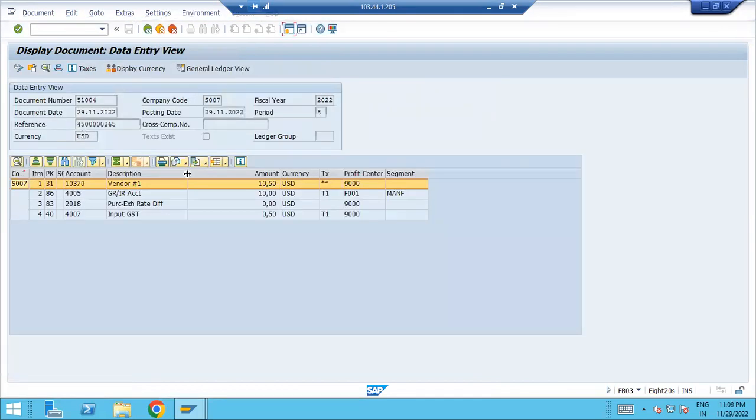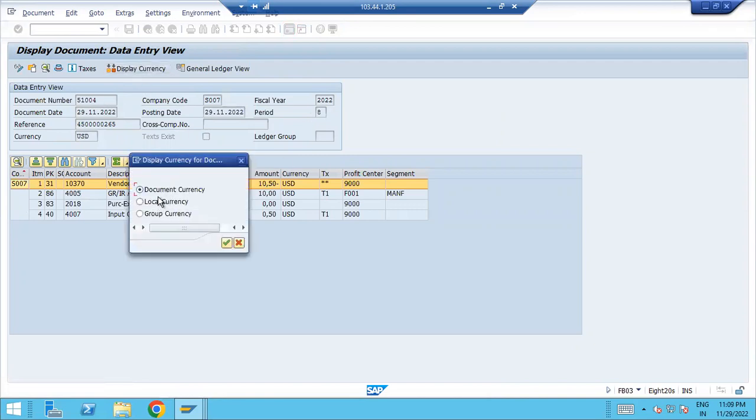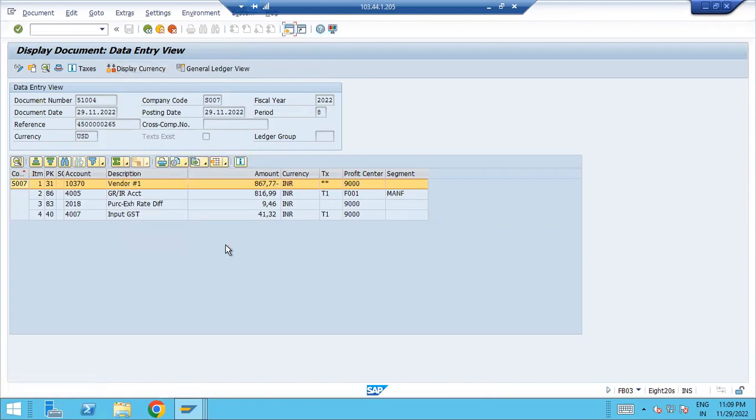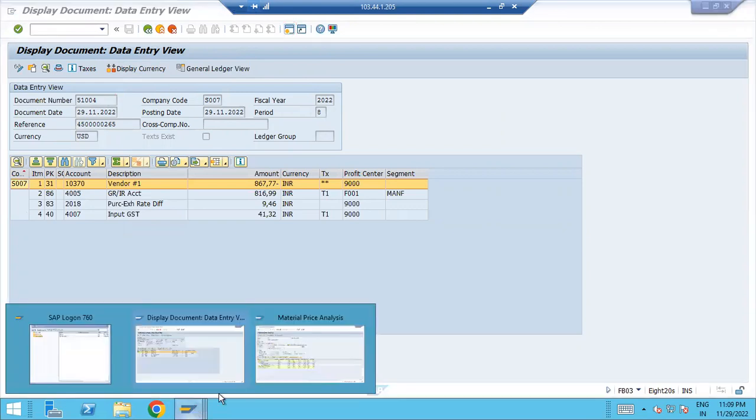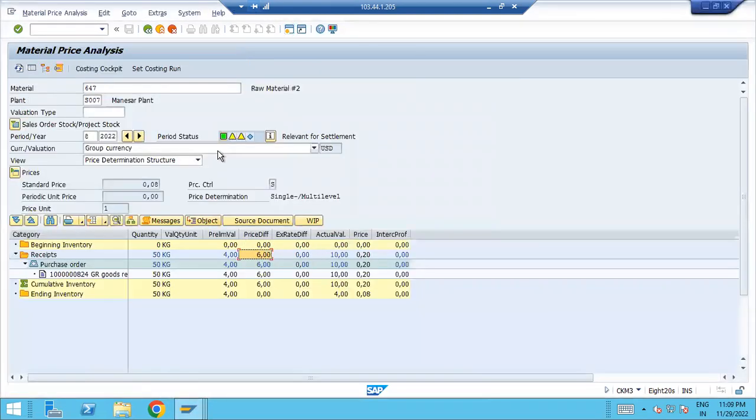So this is your accounting document. When I'm in document currency, which is USD, there is no exchange difference. But if I change to my local currency, you can see the difference captured here. And the same is also reflected from the material ledger point of view. And this was your question.